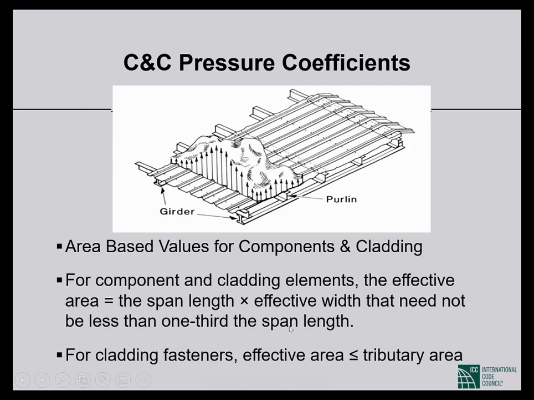This is a very, very important definition. So effective area is the span length multiplied by an effective width that need not be taken any less than 1/3 of the span length. Okay? And the larger the effective area, the lower the pressure coefficient. Now, when you say plus for a component and cladding pressure coefficient, it is into the component. Negative means out of the component. So pressure can be into the component, or it can be suction out of the component.